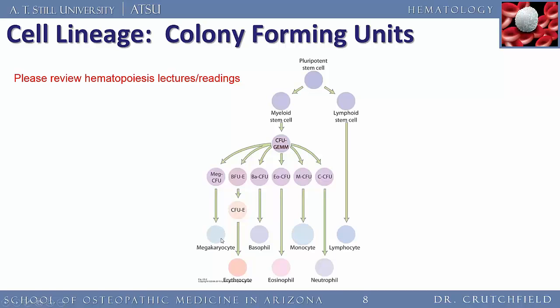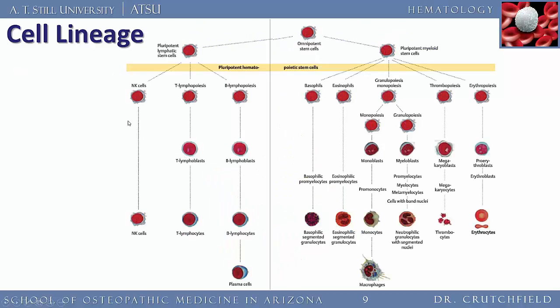Megakaryocytes will give rise to platelets. An erythrocyte, under the chemical direction of colony forming growth factor, will give us an erythrocyte. We have basophils, monocytes. Lymphocytes will come from a specific stem cell, the lymphoid stem cell. And of course, a neutrophil is one of our white cells. And the eosinophils come from the same colony forming unit, under eosinophilic growth factor. But not so important that you know all of this.